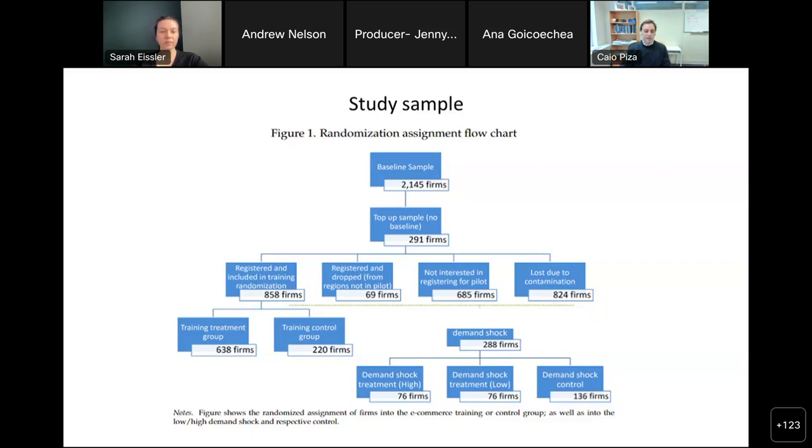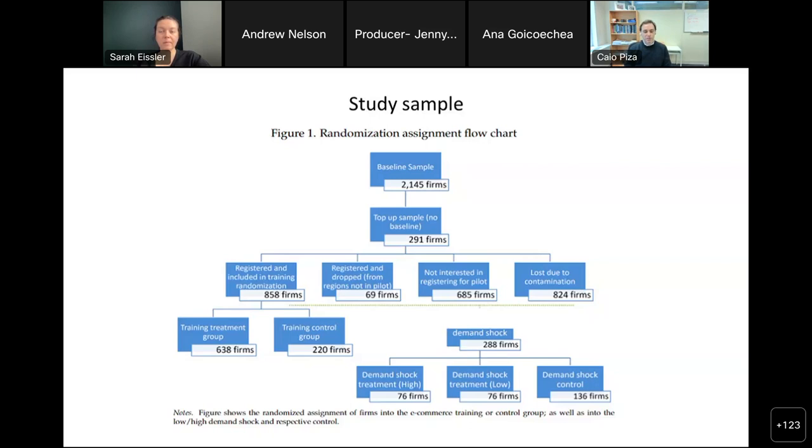So we have 69 firms that had to be dropped because they are located in regions that were not covered by the project. We also had to drop a substantial number of firms due to contamination, 824 firms. We had these firms in the baseline, and the implementing agencies were offering the training to everybody and didn't realize that some of the firms they were offering it to were in the baseline sample. So unfortunately, we lost almost 50% of the sample.